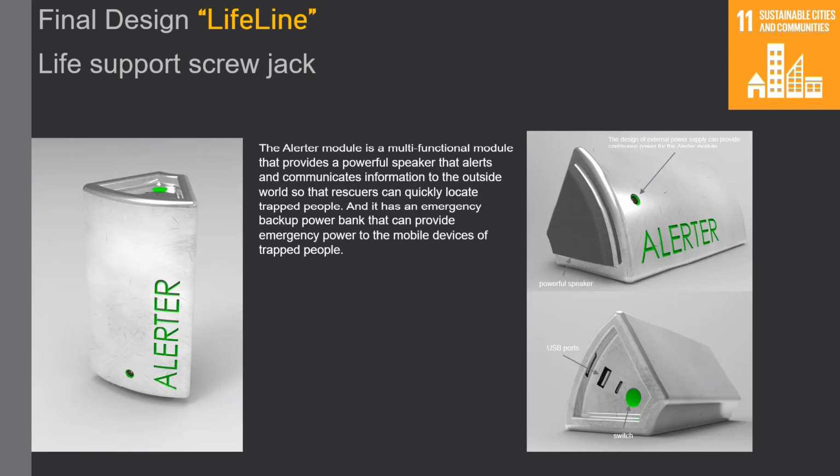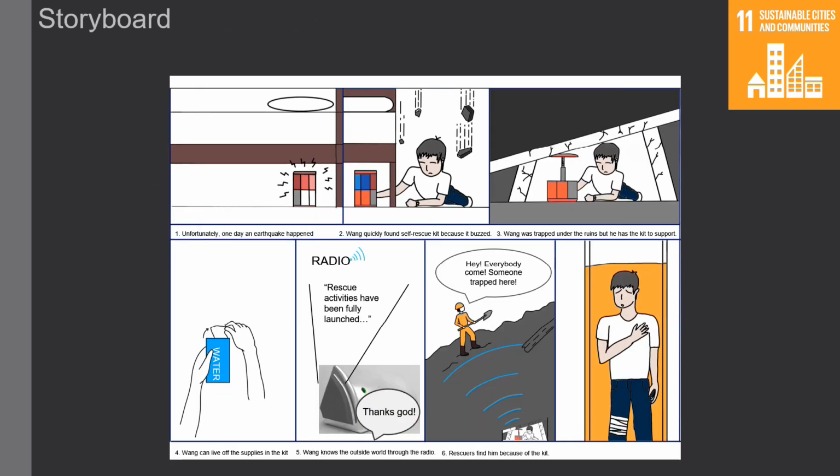The life support jack also has the outer module, which is a multifunction module that provides a powerful speaker that alerts and communicates information to the outside world so that rescuers can quickly locate trapped people. And it has an emergency backup power bank that can provide emergency power to the mobile devices of trapped people.